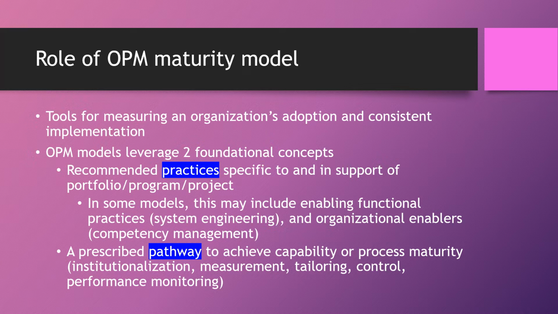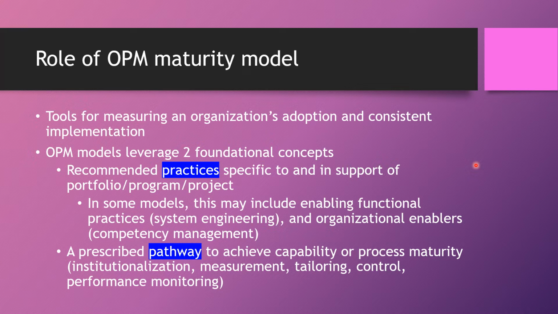So the OPM maturity model is a tool for measuring an organization's adoption and consistent implementation. If you want to measure adoption and consistent implementation, you need to have a maturity model with different levels of maturity. Generally, OPM models leverage two foundational concepts. One is recommended practices specific to and in support of portfolio, program and project initiatives. So you need to have recommended best practices to follow, depending on the complexity and the compliance needs.